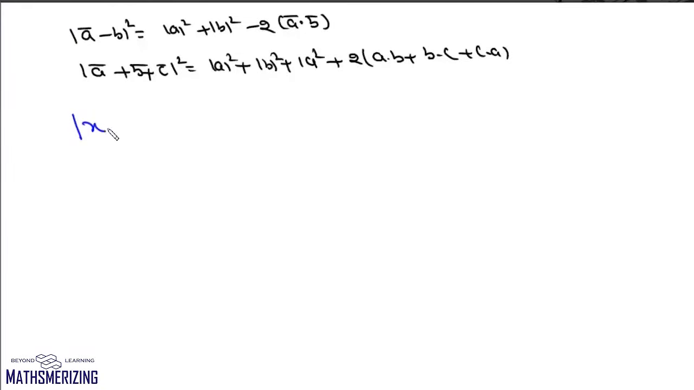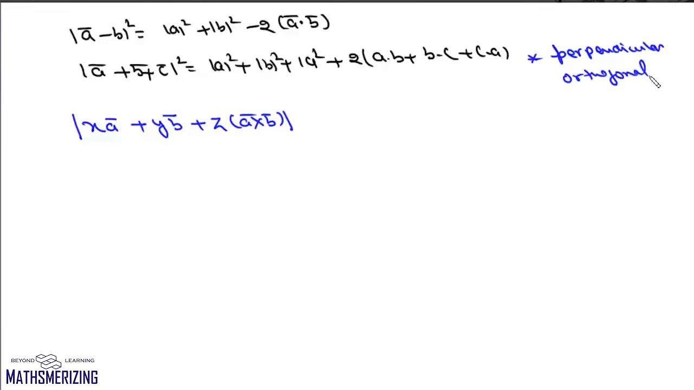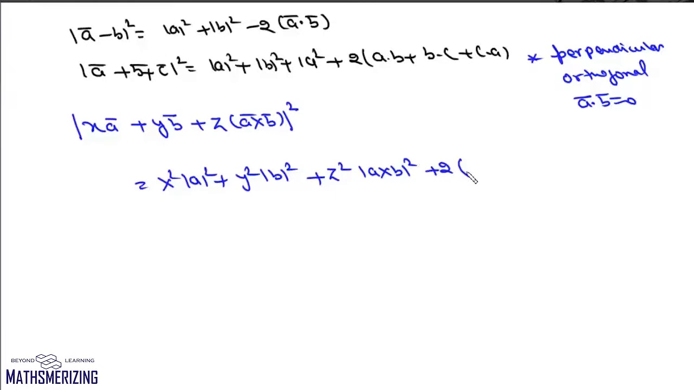At times we will be squaring this. Suppose xA plus yB plus z A cross B, and it is given that A and B are perpendicular. For the perpendicular or orthogonal condition, the dot product must be 0. So if we square it, we'll get x square into mod of A square, y square into mod of B square, plus z square into mod of A cross B square, plus 2 times A dot B. A dot B is 0.